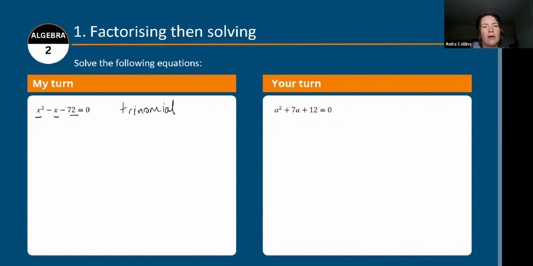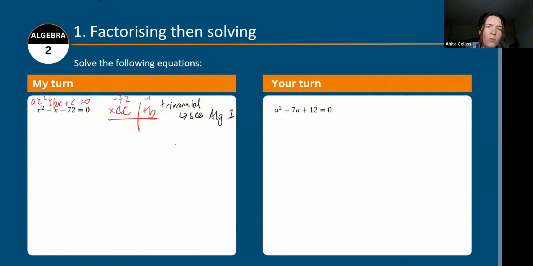And I'm going to write C algebra 1. Okay, so we have got our ax squared plus bx plus c is equal to 0. We'll set up our little table, two numbers that multiply together to give ac and add together to give b. ac is 1 times -72 and b is -1. So my two numbers are going to be 9 and 8, and the signs are going to be -9 plus 8. Multiplies to give -72 and adds to give -1.